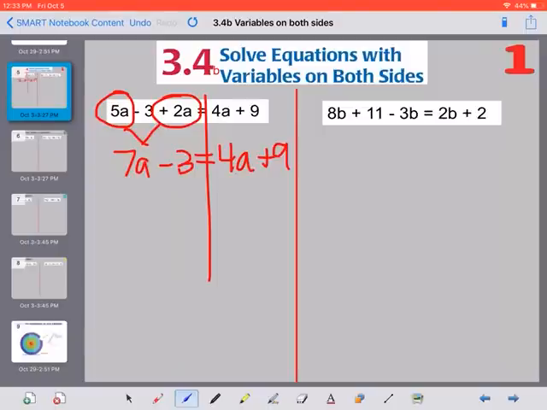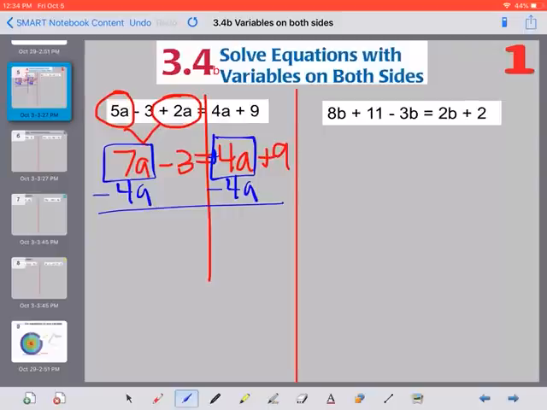So now we need to move them from one side to the other. I like to move the one that's smaller, so we keep everything positive. So to move this whole thing, the whole thing is positive, so I'm going to subtract 4a, subtract 4a. Notice I'm putting them right above the other a's because I can't combine an a with just a number. So those eliminate. 7 minus 4 is 3, so we have 3a minus 3 equal to 9.